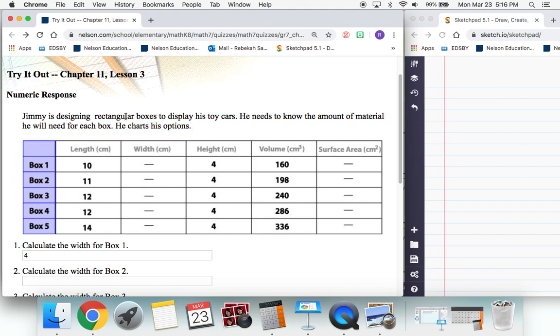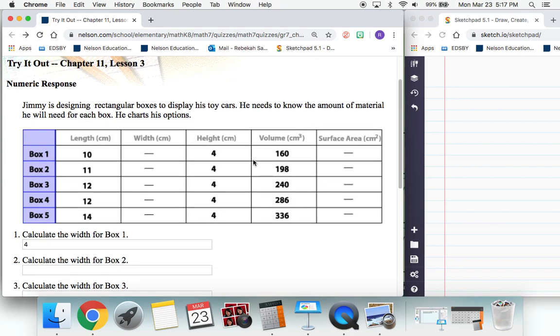Jimmy is designing rectangular boxes to display his toy cars. He needs to know the amount of material he will need for each box. He charts his options. So he's going to be making 5 boxes. Here we see that we have to find our width and we have to find our surface area. In order to do that, we have to know all our dimensions.